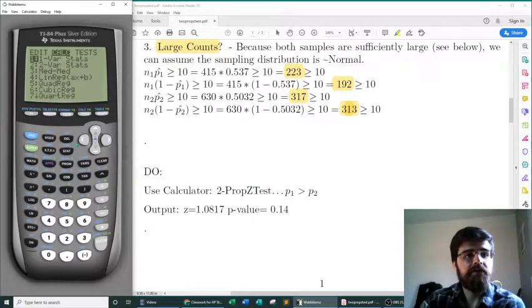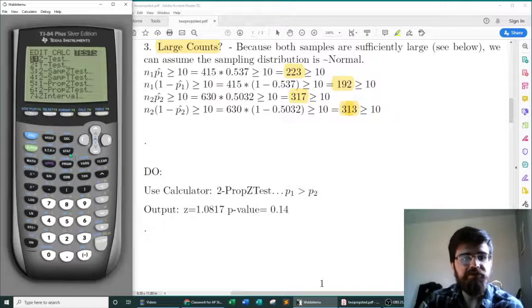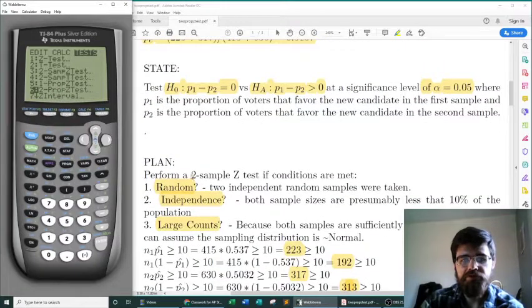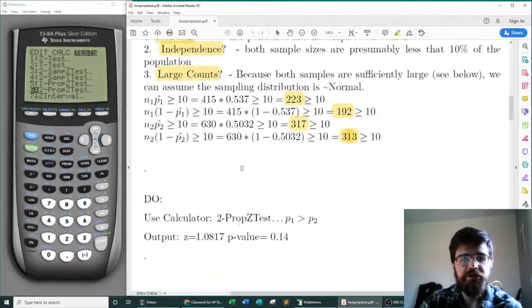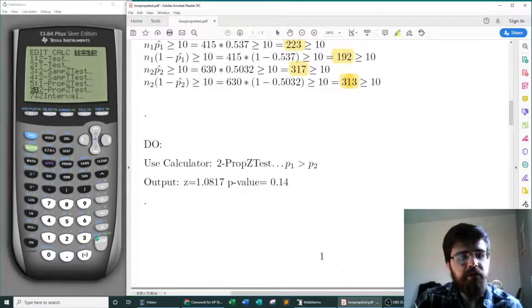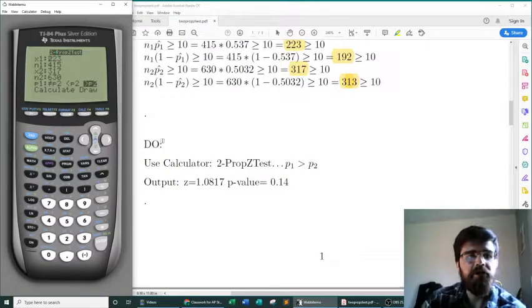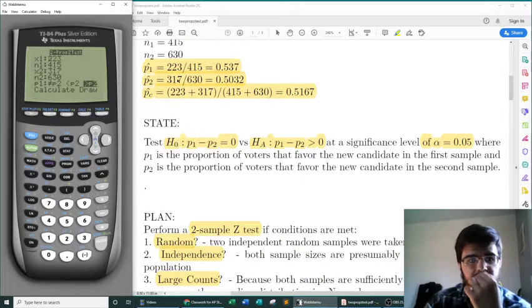So we go into our stat menu like we always do, and then we go over to tests, and what we're looking for is a 2 proportion z test. All right, again, 2 sample z test, or a 2 proportion z test. Okay, so when we go in there, we want to enter all of our data. So our first sample was 223 successes out of 415.